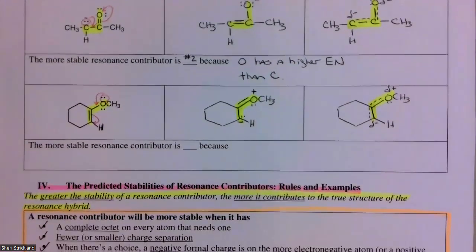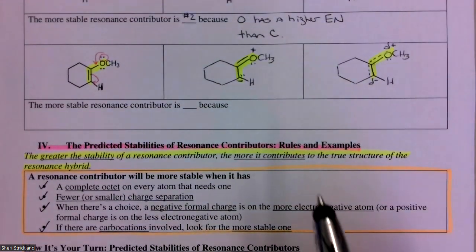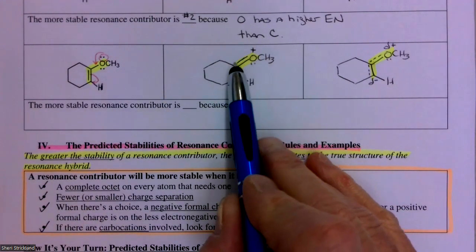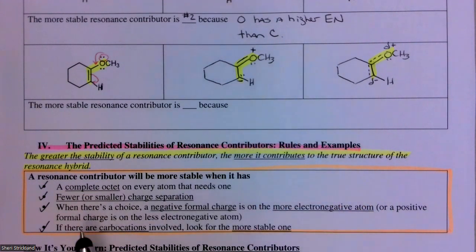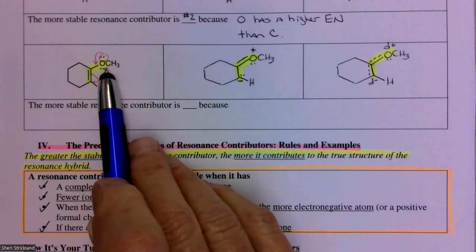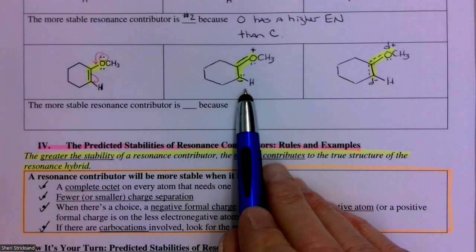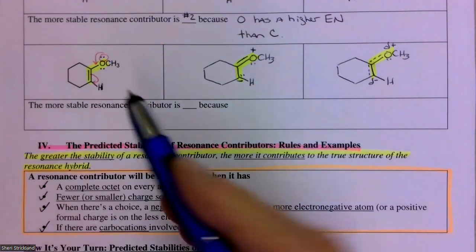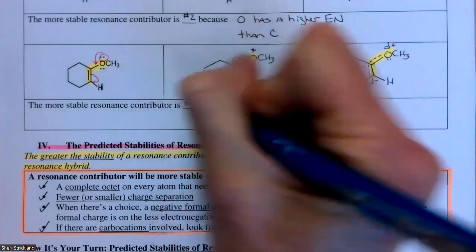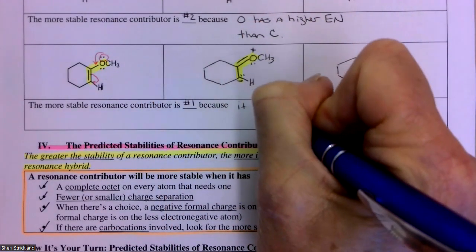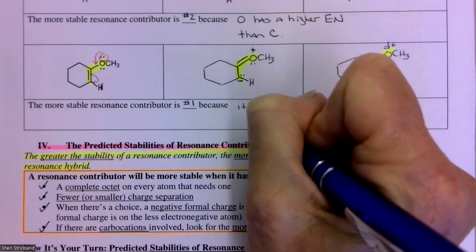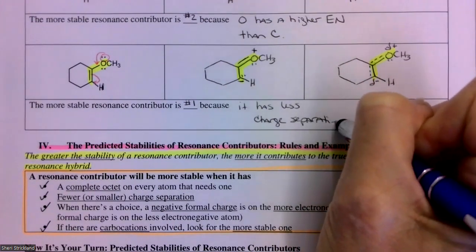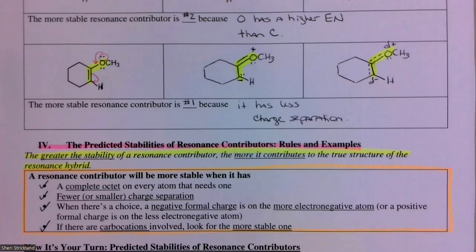All right, so when we come down to this second set, let's see what we've got. Well, again, we just go up to the top. Do all of these atoms involved in the delocalized system, do they all have octets? They do. What about charge separation? Well, this one has no charged atoms, and this has 2. So this one has something that makes it less stable. That makes this one more stable, because it has less charge separation, in this case, fewer charged atoms. Okay. All right, so come on down here to the bottom.